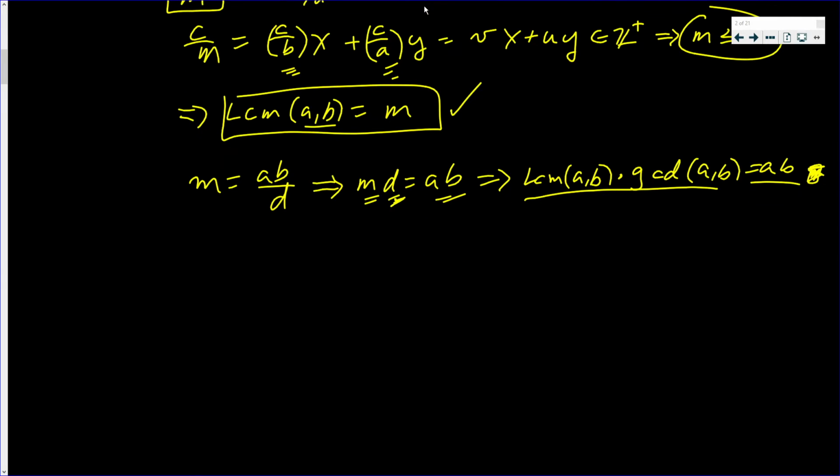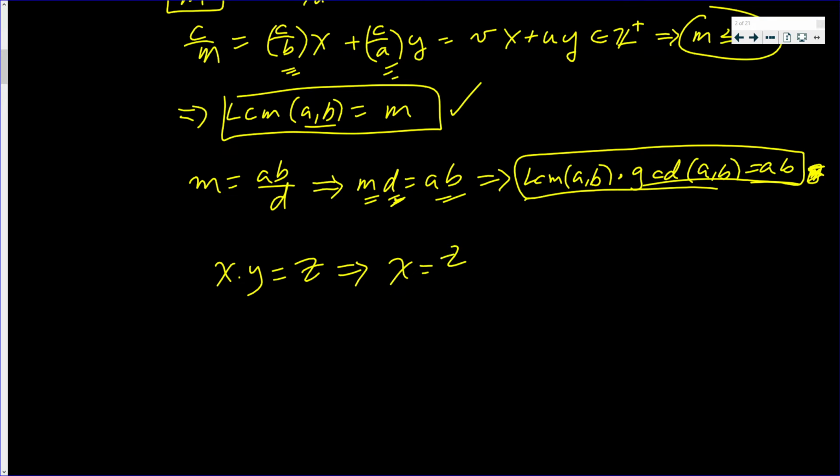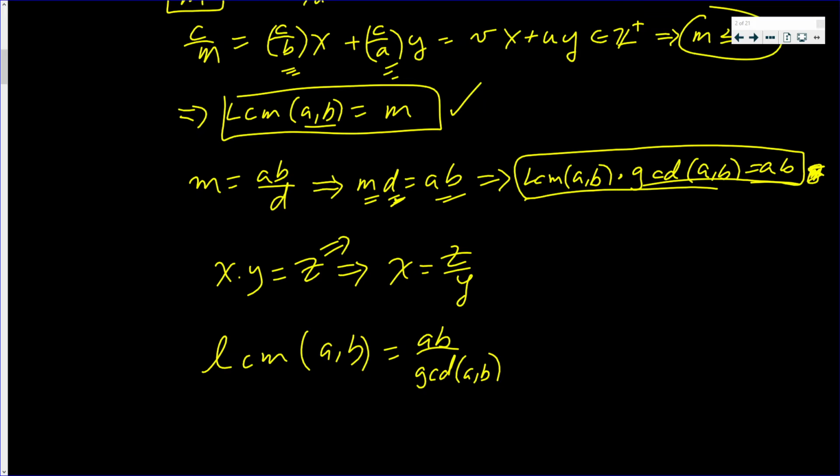Now, I want to talk about this a little bit. You should know that if X times Y equals Z, that implies that X is Z over Y. That means that the least common multiple of A and B is AB over the GCD of A and B. This also implies that Y is Z over X.